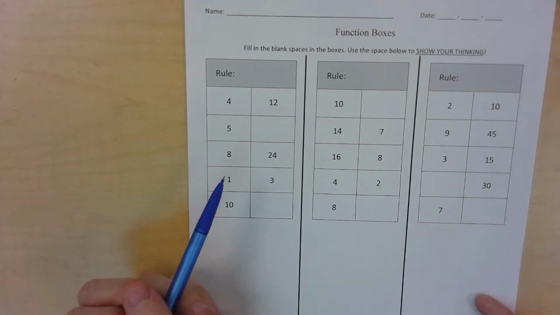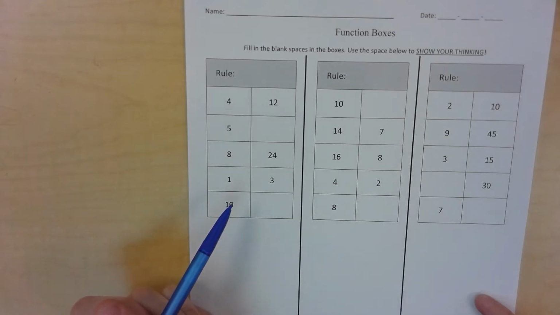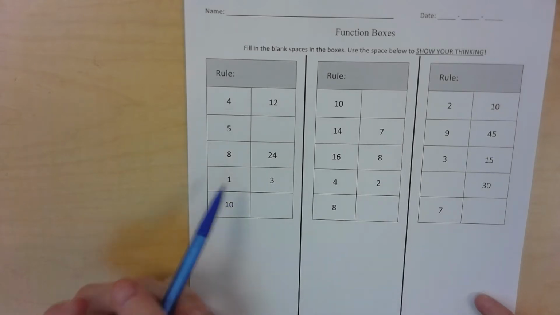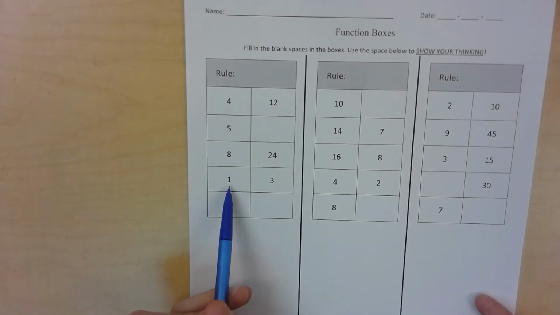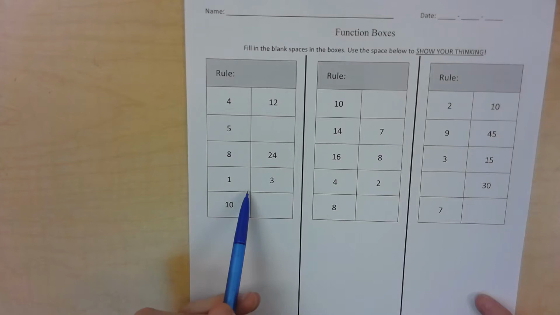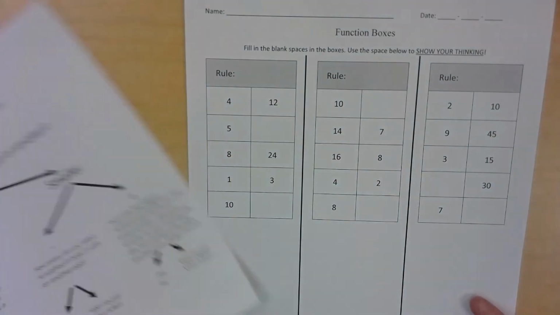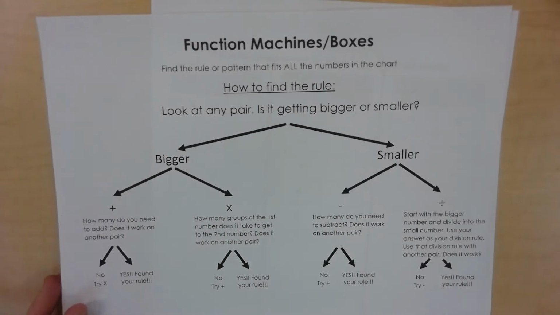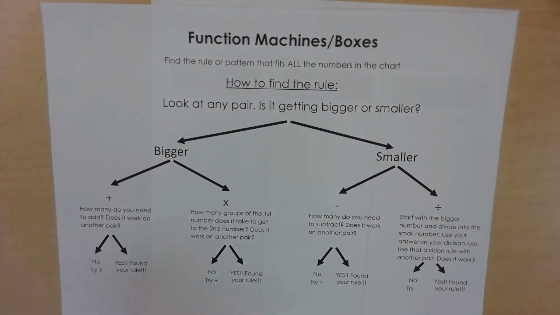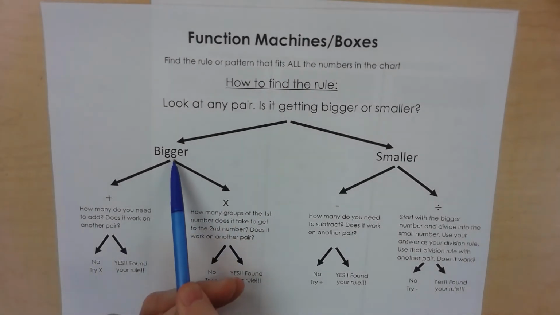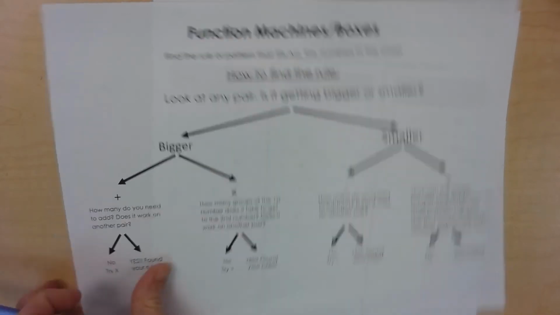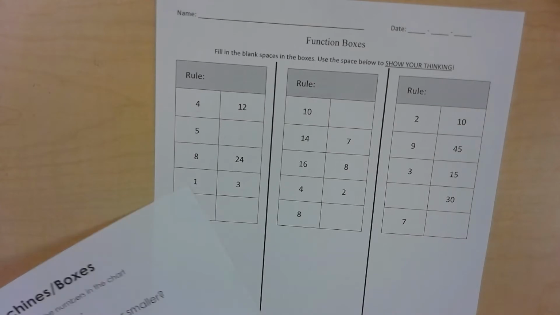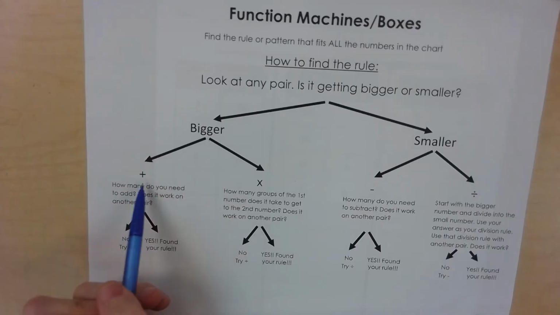So look at a pair. A lot of times I try to find a pair that's easier, a lower, easy number. If I look down here, I get 1, something happens to the 1, and I get a 3. Your child should have this glued into their notebook. It's the notes page. First thing you're going to ask, looking at any pair: is it getting bigger or smaller? This pair, 1 to 3, is getting bigger.